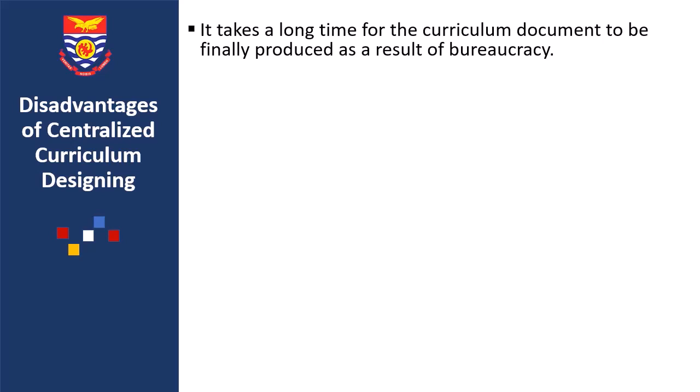One disadvantage is that it takes a long time for the curriculum document to be finally produced as a result of bureaucracy. Because it is produced at the national level, several issues have to be taken into account before it can come out. And normally, if it is started by one government and that government is unable to finish the entire process, a different government would come and take over, and the likelihood for the next government to continue will be slow, and that will make the entire process slow.